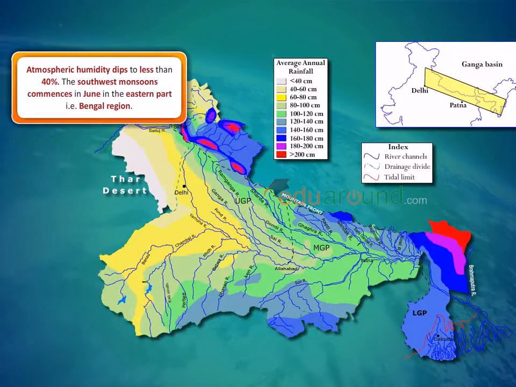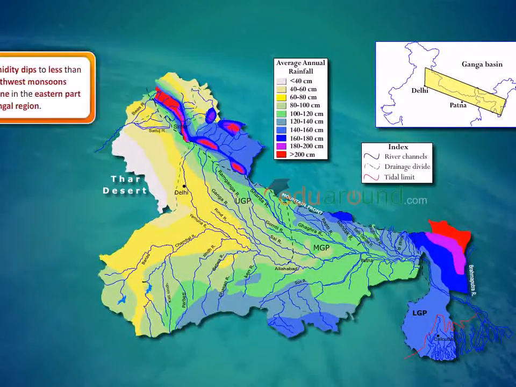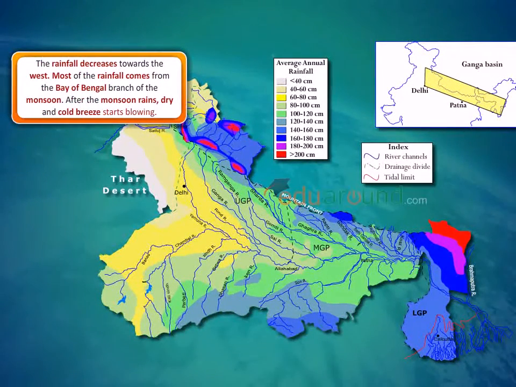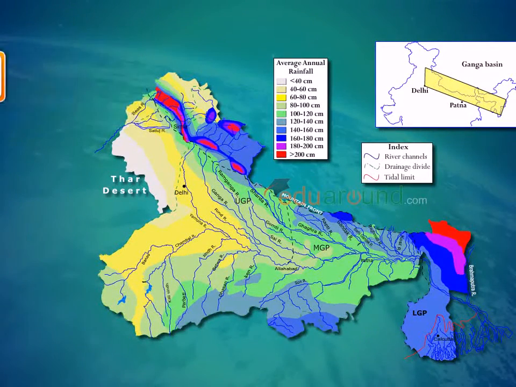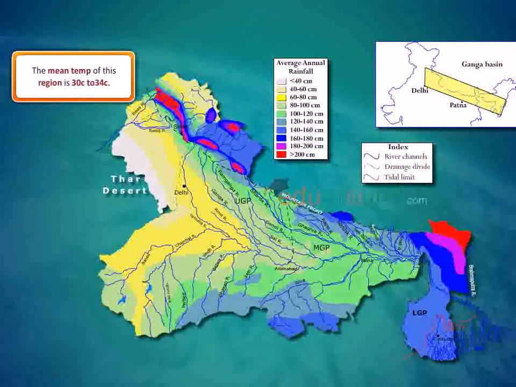The southwest monsoon commences in June in the eastern part, that is the Bengal region. The rainfall decreases towards the west. Most of the rainfall comes from the Bay of Bengal branch of the monsoon. After the monsoon rains, dry and cool breezes start blowing. By December, winter sets in and the mean minimum temperature in January falls to 4 degrees Celsius. The Middle Ganga Plain is the transitional zone. The mean temperature of this region is 30 degrees Celsius to 34 degrees Celsius.